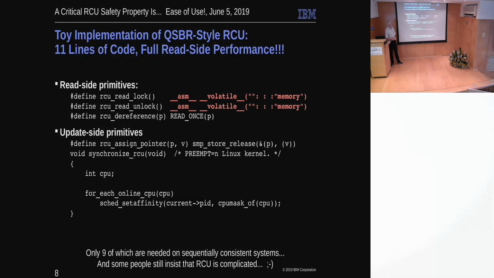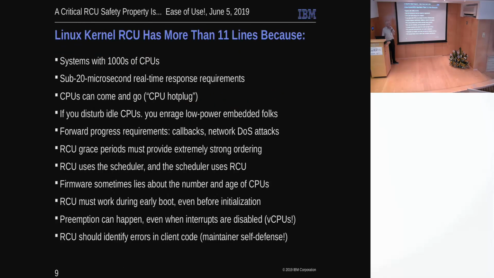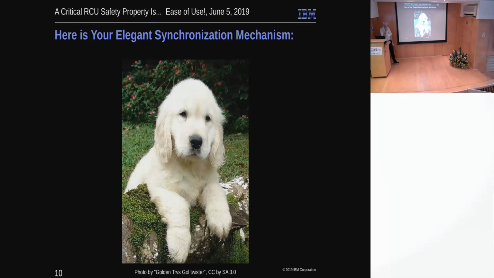Okay, so 11 lines of code right there. That's pretty small and simple and straightforward. But if you've looked at the Linux kernel, you may notice that the RCU implementation is somewhat larger than 11 lines. And these are some of the reasons. Each of them is worth a few hundred lines of code, but we're not going to go through those. Instead, let's take a more graphical view of it.